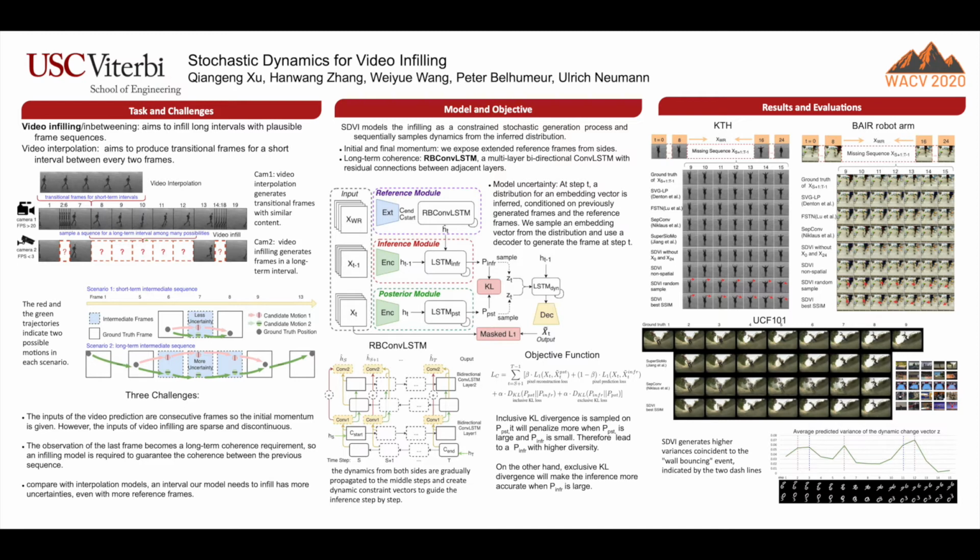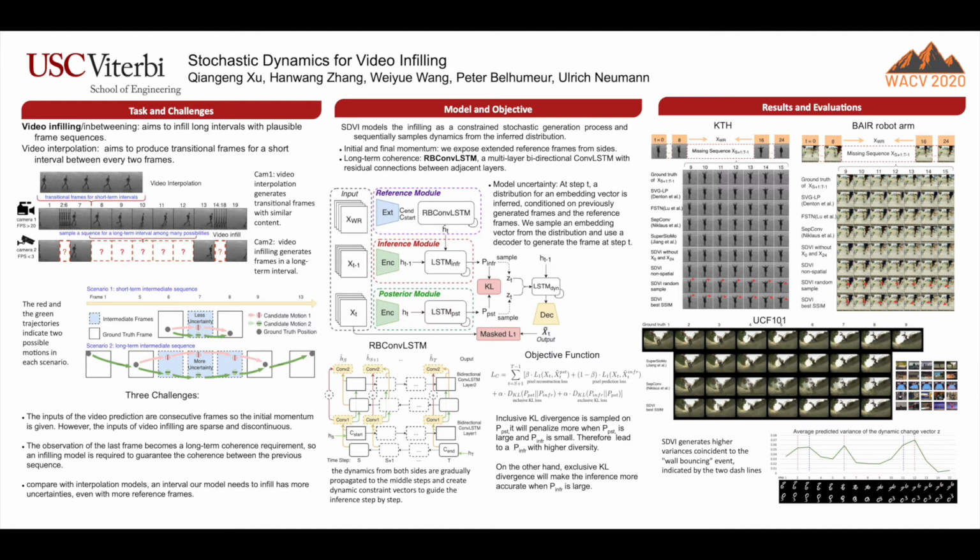To model the dynamics under high uncertainty, our model uses a reference module to first extract reference vectors from all observed frames. For each timestamp t, we infer the distribution p inference based on these reference vectors. Then, we sample a dynamic vector zt from the distribution. Finally, we use a decoder to generate the frame x tilde based on zt and previously generated frames.